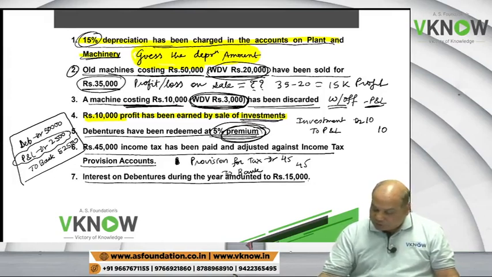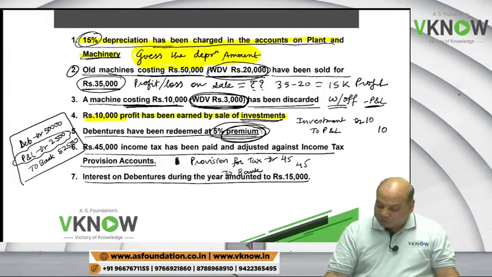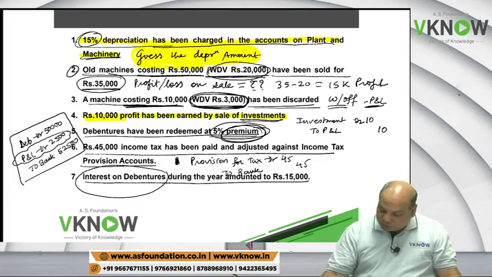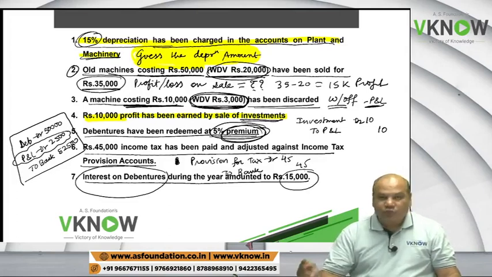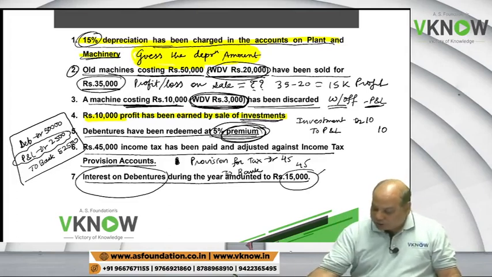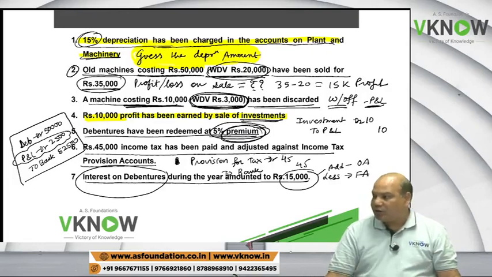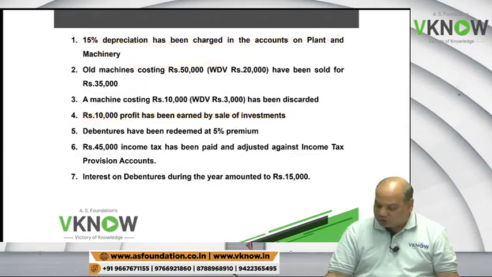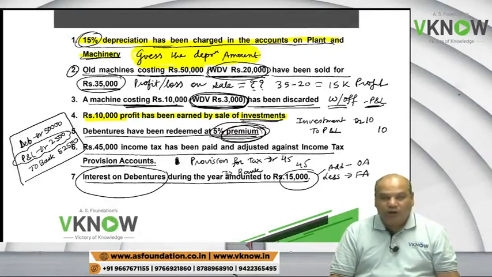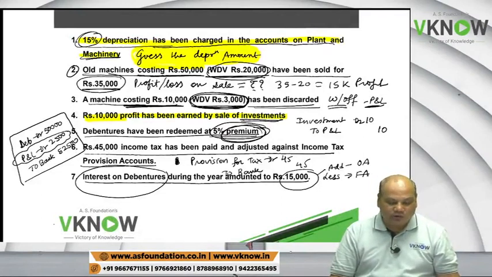Interest on debenture during the year amounted to 15,000. Interest on debenture has been charged to P&L account. So the adjustment will be: add in operating activity and deduct in financing activity. So these are the only 7 adjustments. How many adjustments? Only 7.